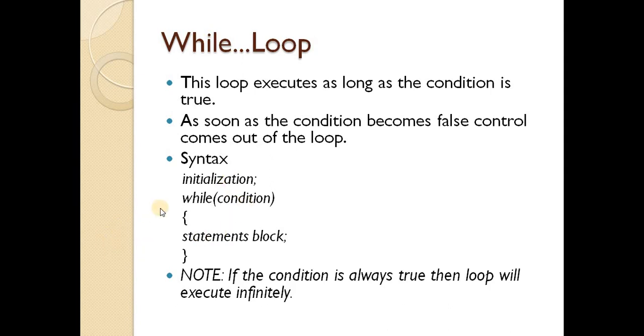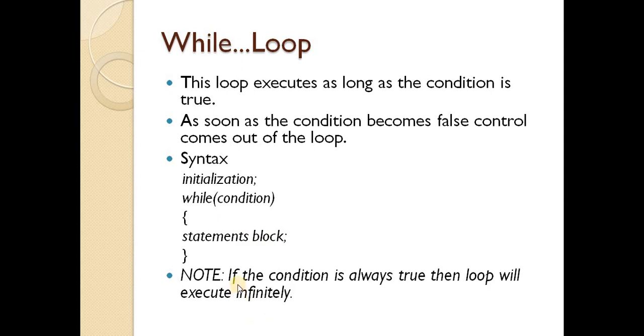The initialization in while happens before starting the loop. The condition is written with the while in the round brackets. In the statement block, we write the loop iteration statement. So one of the statements in the statements block must be the loop iteration. So this is similar to your for loop.